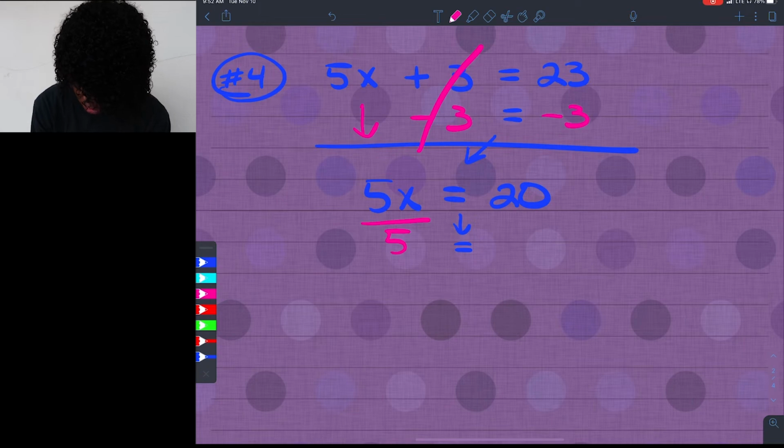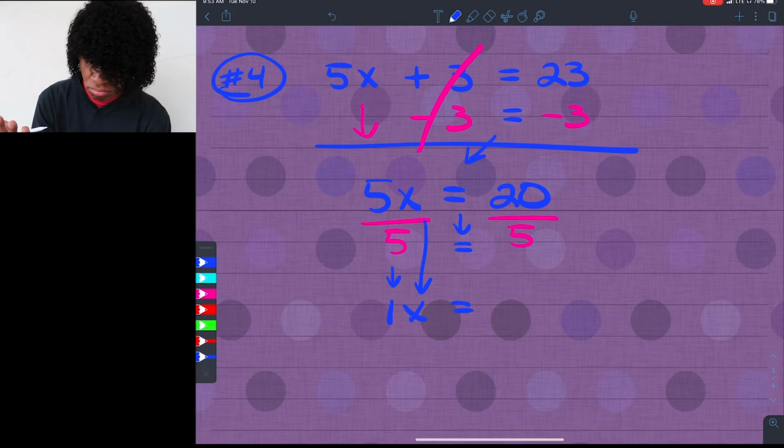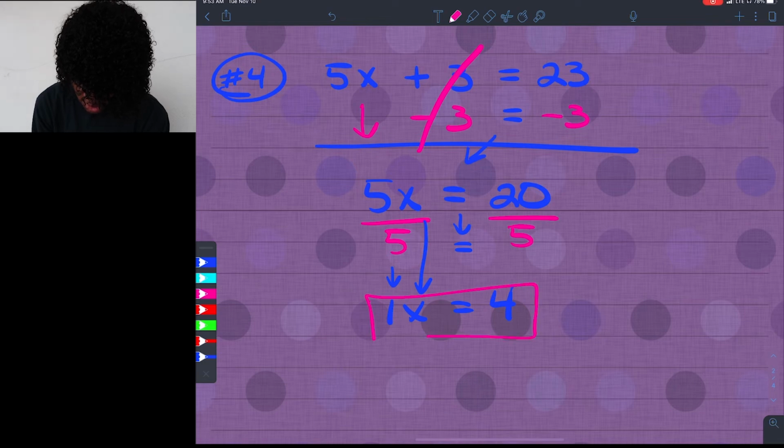Changing colors. And let's divide this by 5. And now you're ready. 5 divided by 5 is 1. Go ahead and bring down your x. Bring down your equal sign. And 20 divided by 5 is, cool, 4. And ta-da, you're done. You got your nice final answer.